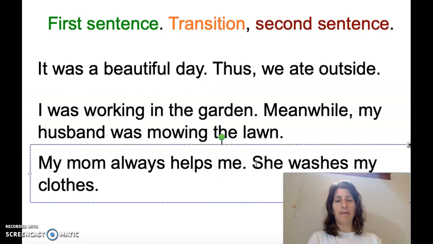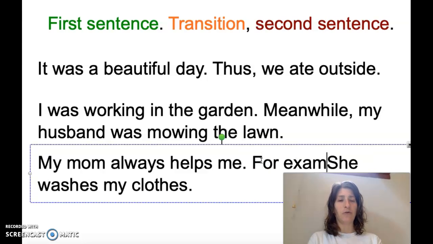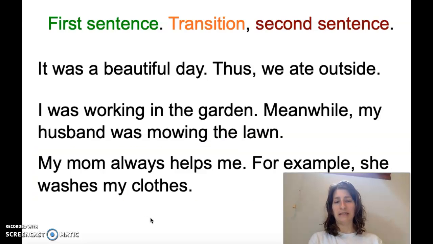Here's my last one. My mom always helps me. She washes my clothes. Washing my clothes would be an example of how she helps. So I'm going to say, for example. I could also use for instance. It means the same thing.